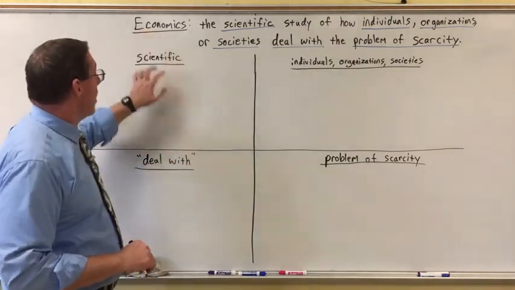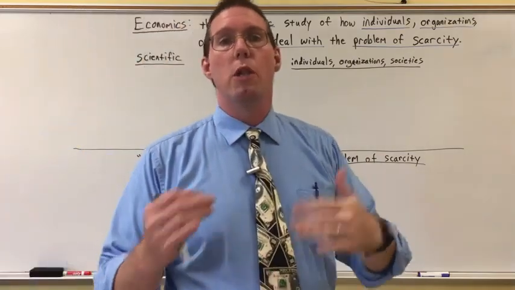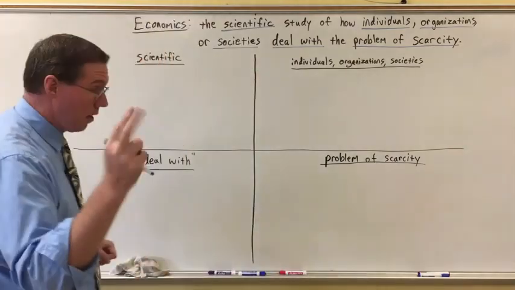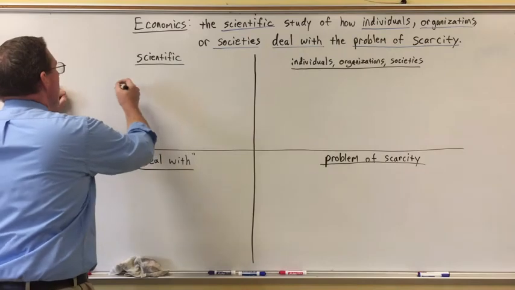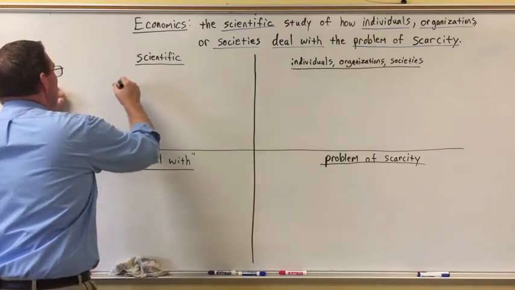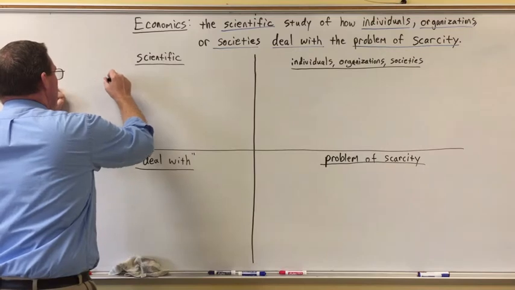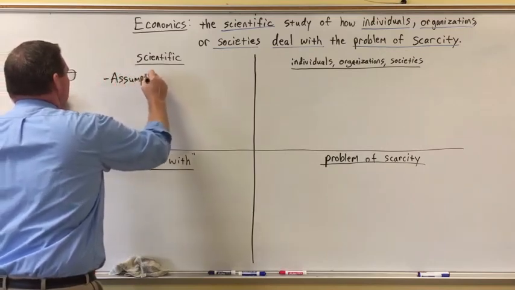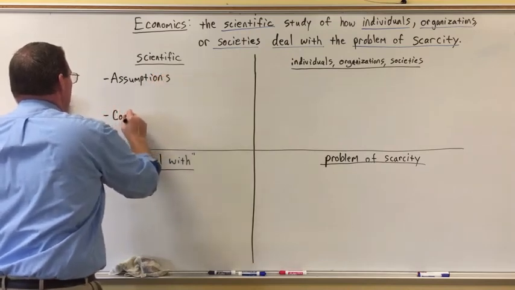And because economics is scientific, there are certain things that go along with all science. We're not going to do all of science, but the two main things I want you to understand are that when we approach a subject in science, we have to make assumptions and we have to draw conclusions.